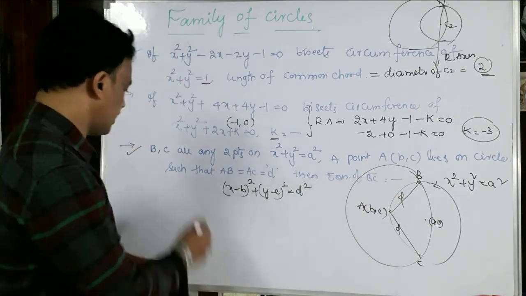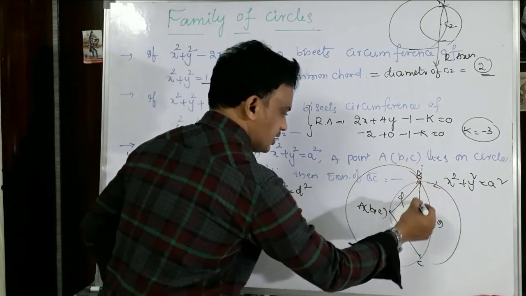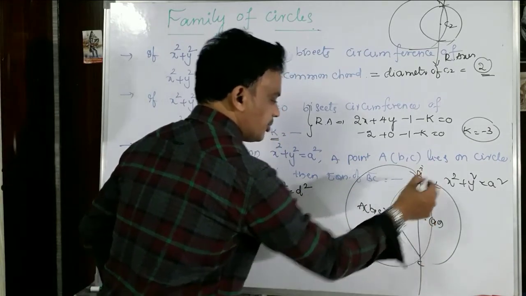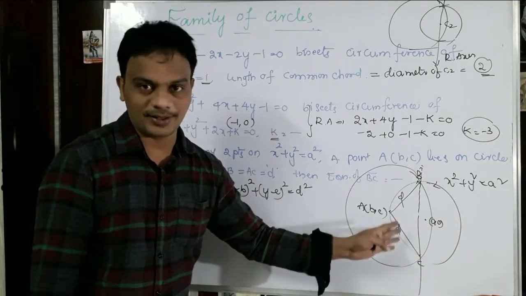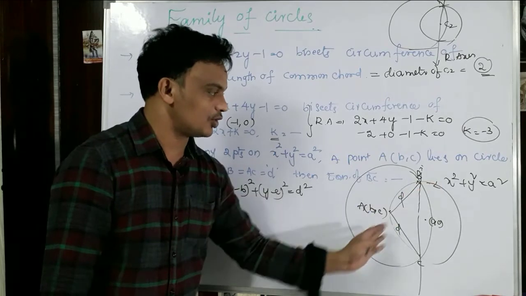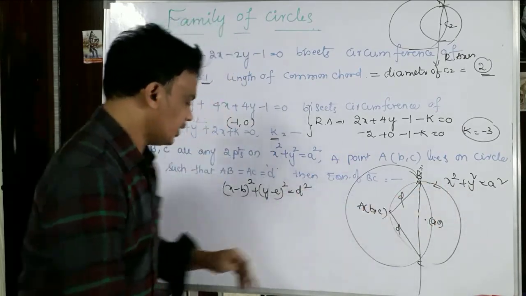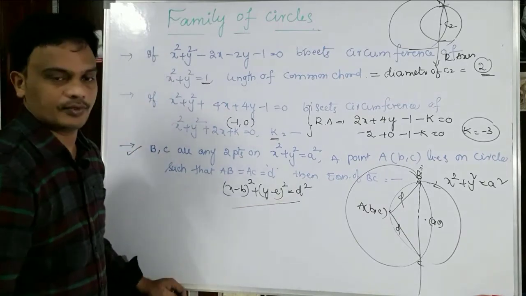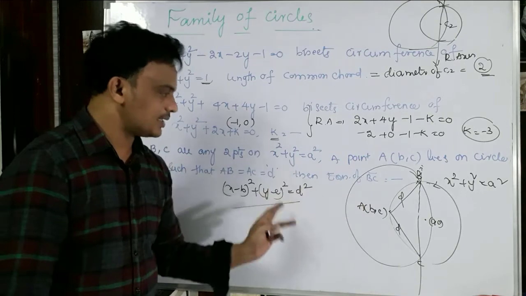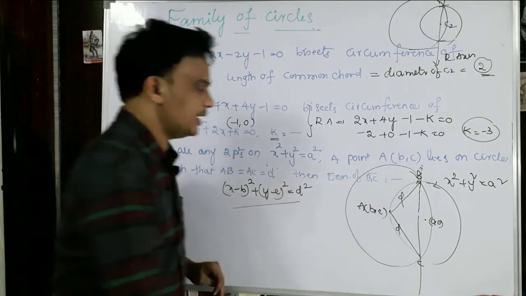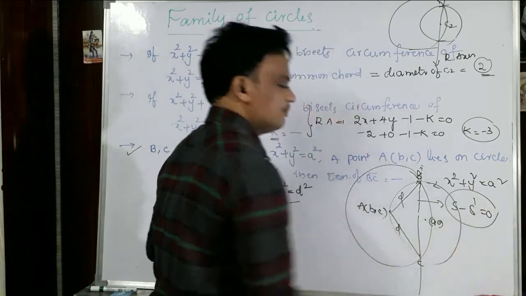Then finally, what they asked is the equation of BC. Can you say what is the equation of BC? It is your common chord, nothing but the radical axis of the two circles. Already they have given one circle and we got another circle. So the equation of the line BC is the radical axis of these two circles, which is S minus S dash equals 0.